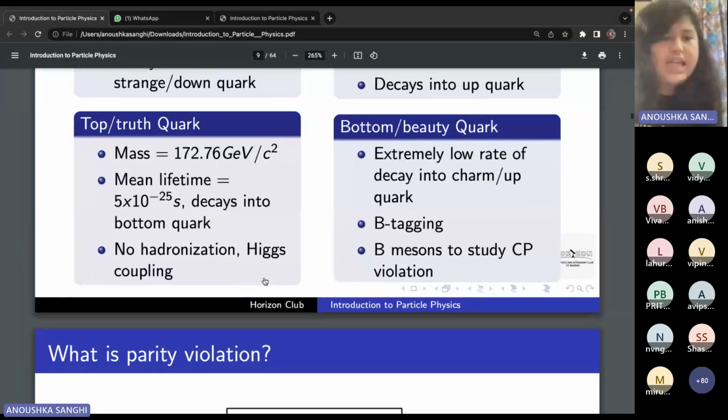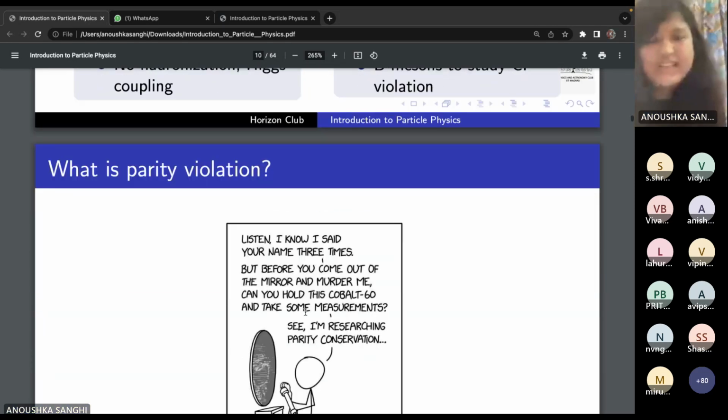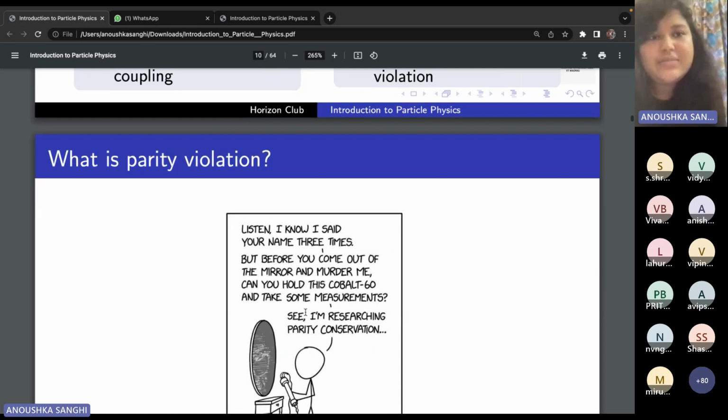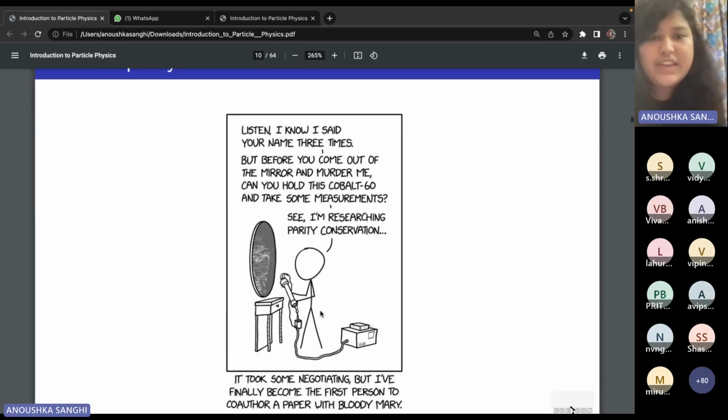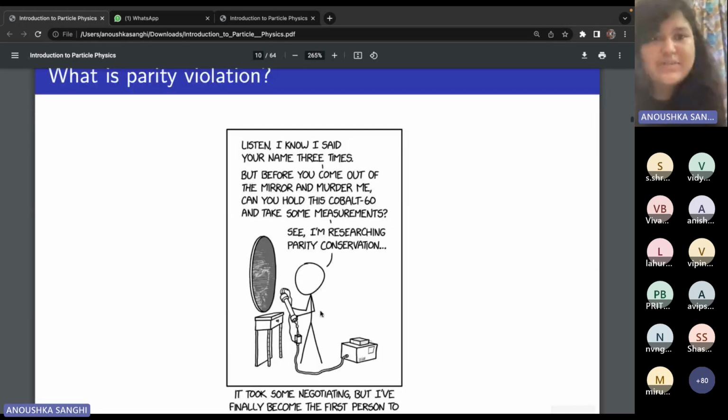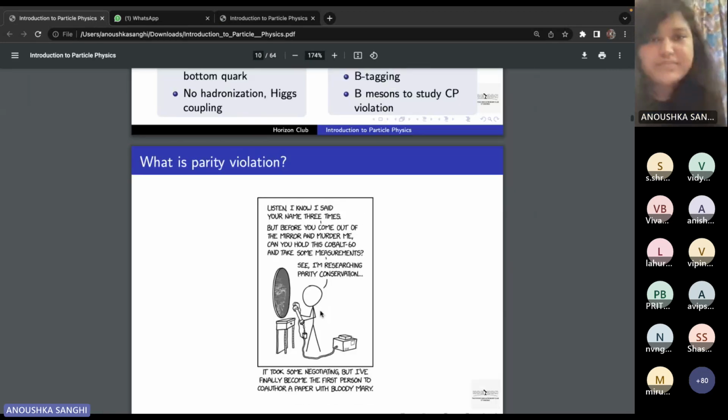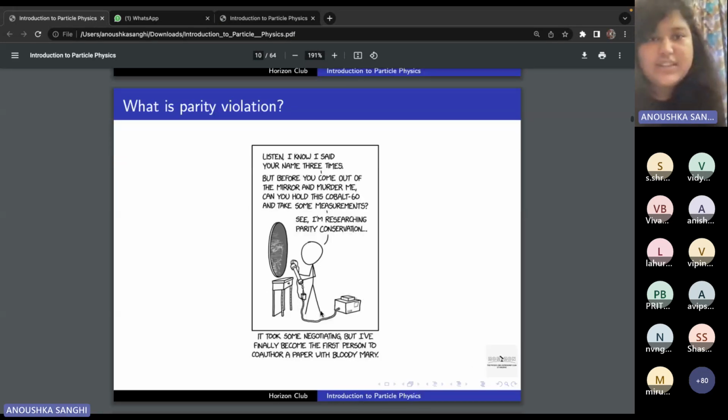So I know at this point, if you're not understanding what is Higgs coupling, I know you will not understand. We'll be explaining everything to you. So that CP violation or something, I'll be explaining. So here comes a very important thing, which is parity violation. It's very important to understand.